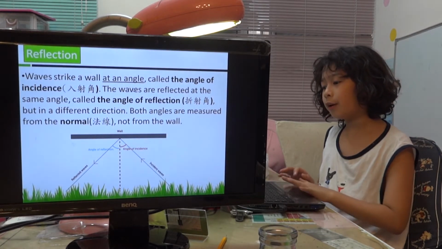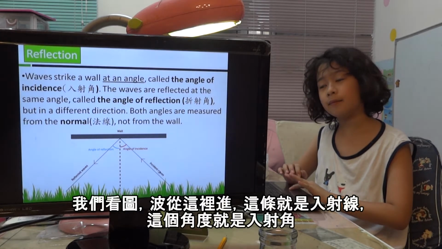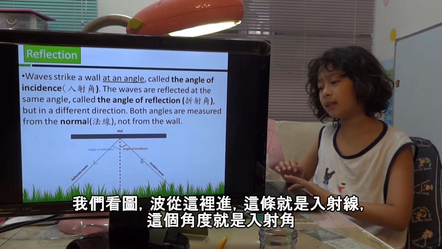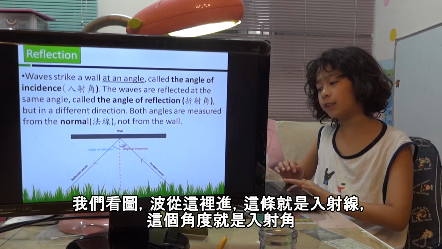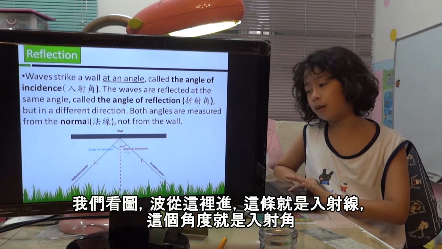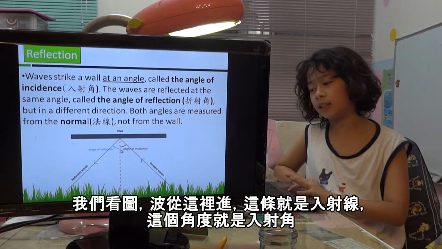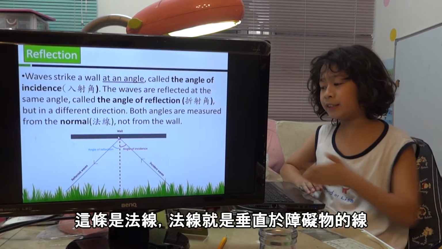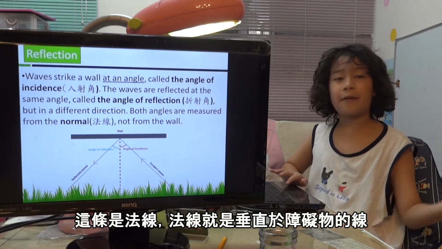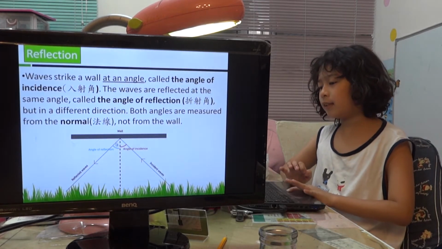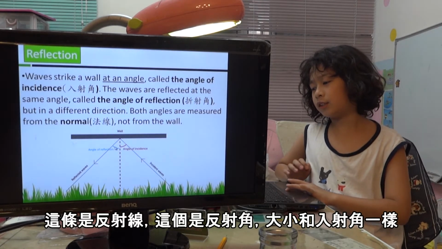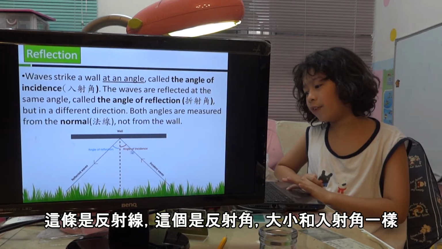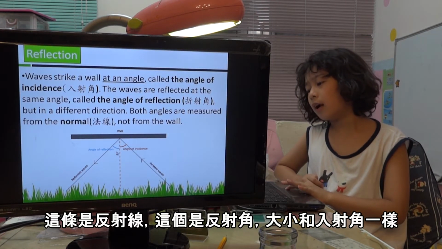Okay, so this ray goes in and is called the incident ray, and the angle between this and the normal is called the angle of incidence. The red angle is called the angle of incidence. Well, this is the normal. What's the normal? The normal is the line that is perpendicular to the wall, or the barrier. And this is the angle of reflection. It's also measured from the normal, but with the reflected ray. And the angle of incidence is the same as the angle of reflection.